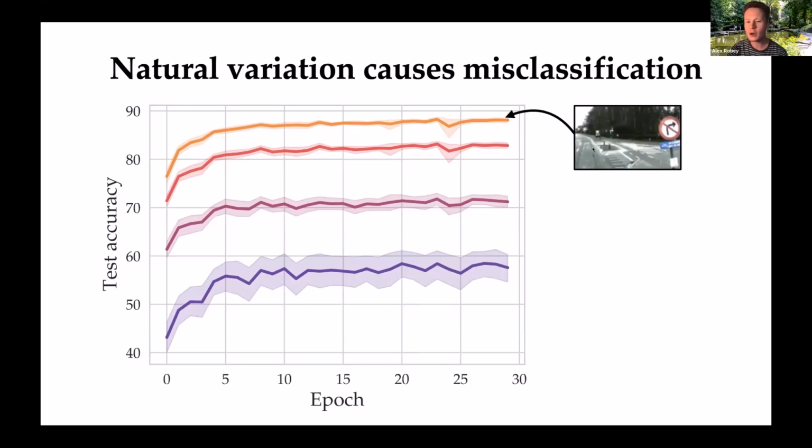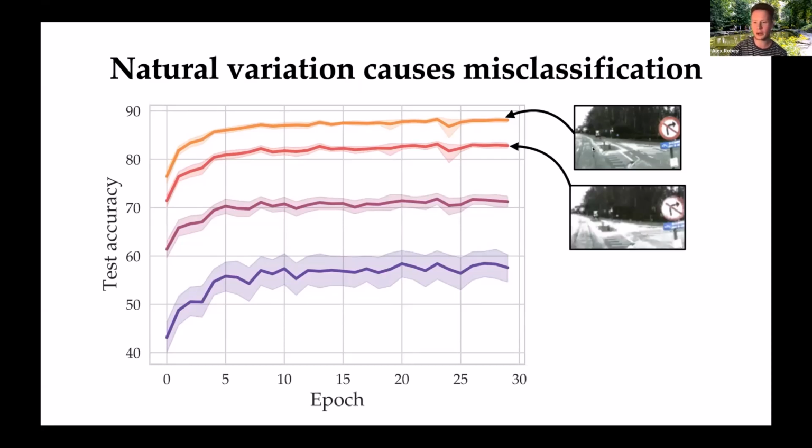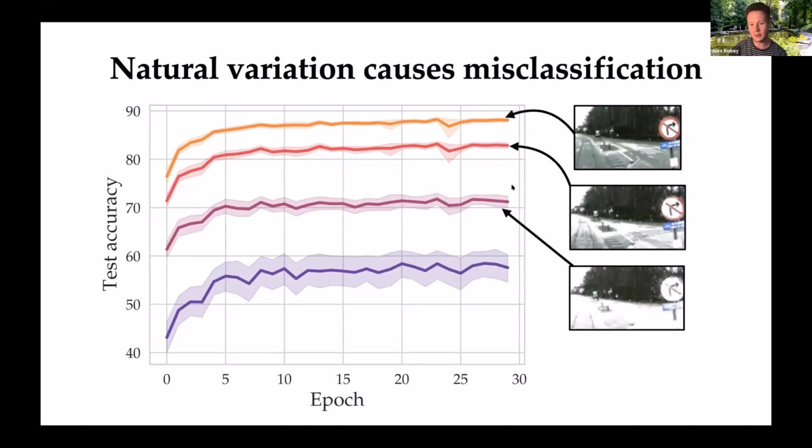And now what I'm going to do is, instead of testing on the original test set, I'm going to test on new test sets with increasingly more amounts of natural variation. So I'm going to start by testing on a test set that has images with slightly more snow. And then I get this red curve. You see the performance has dropped a little bit. I could test on images with a little bit more snow. So this is this kind of magenta curve here.